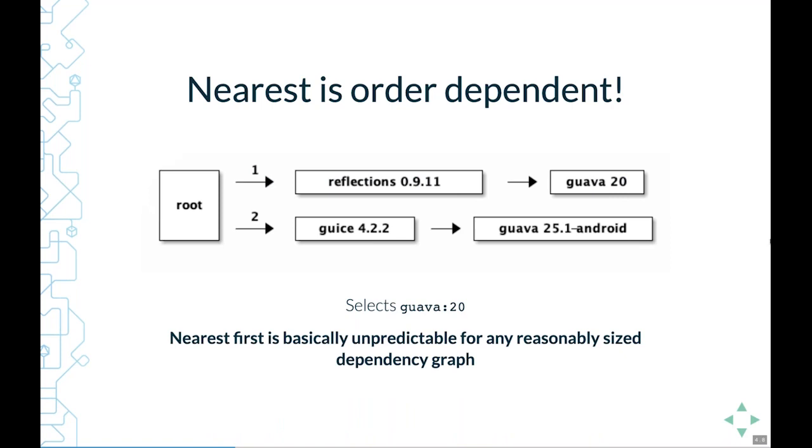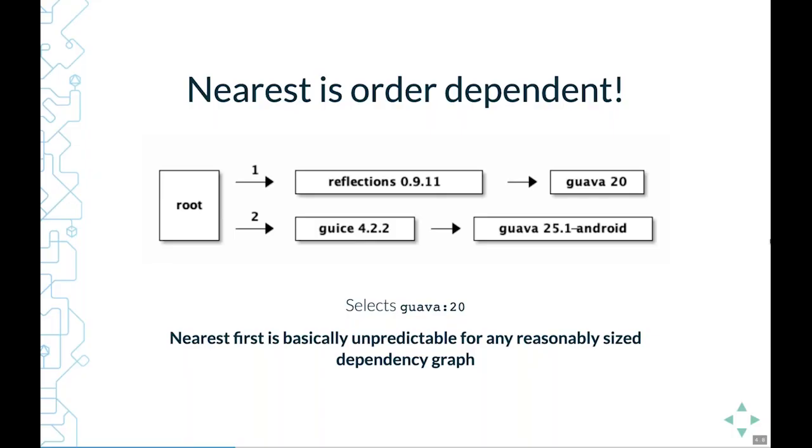Okay, but now, what if I revert the two dependencies and decide that now I depend on Reflections first and then on Guava. Well, what happens is that Maven would resolve 20 this time. So just by changing the order of the dependencies in the graph, we select a different version. And when you mean order, you mean the order in the build file?